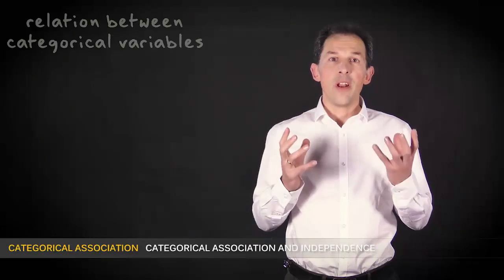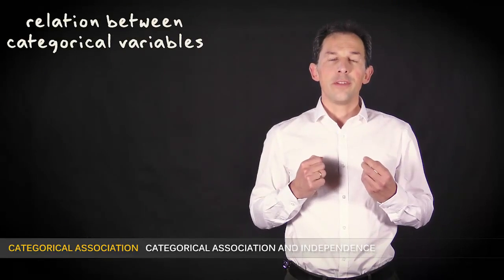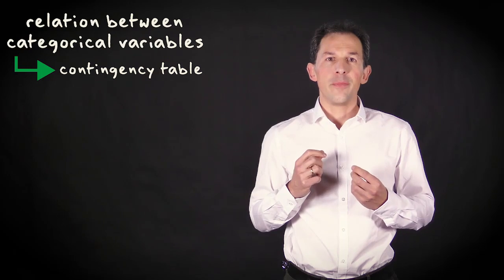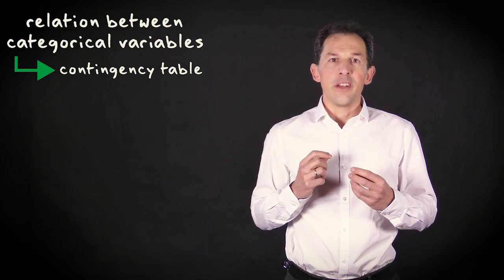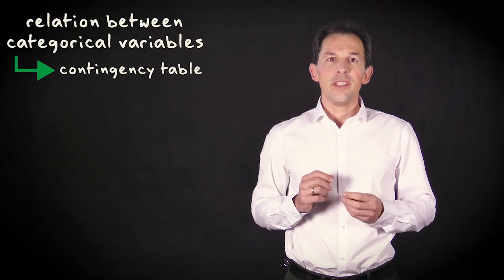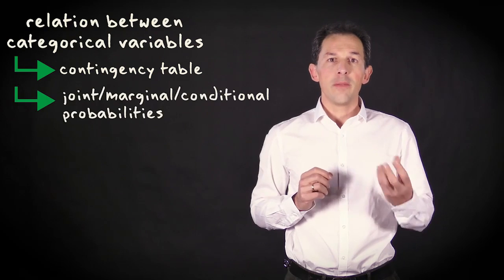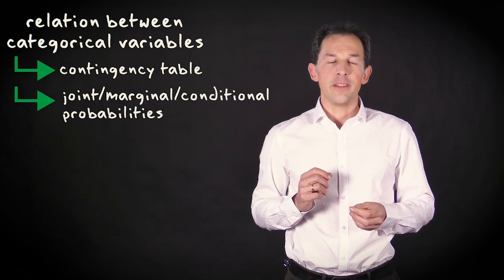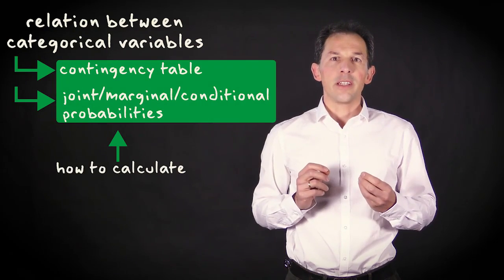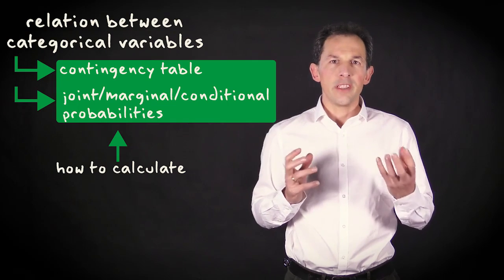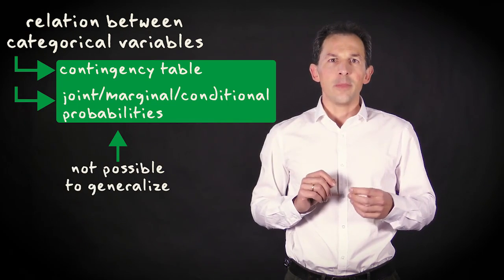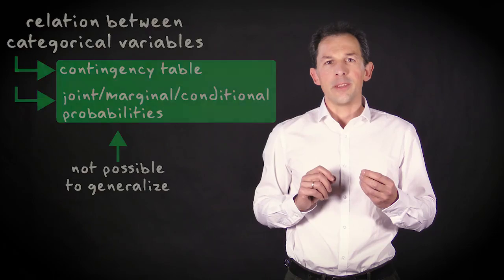If you want to describe the relation between two categorical variables, you can summarize the observed frequencies in a contingency table. And provided that the observations come from a representative random sample, these relative frequencies can be interpreted in terms of joint and marginal as well as conditional probabilities. In this video, I will explain how to calculate these statistics, but then also show that this information is not sufficient to make a general statement about the relatedness between the two variables in the population.